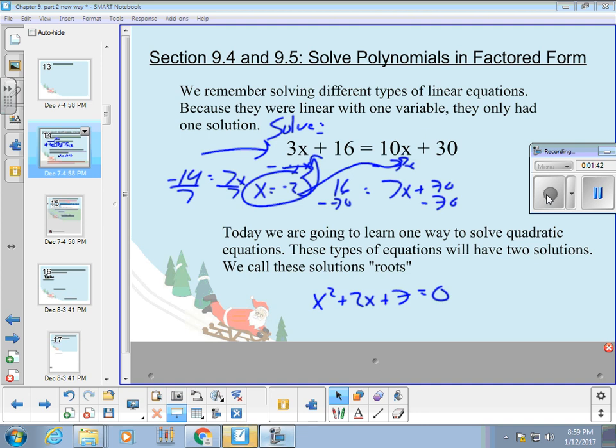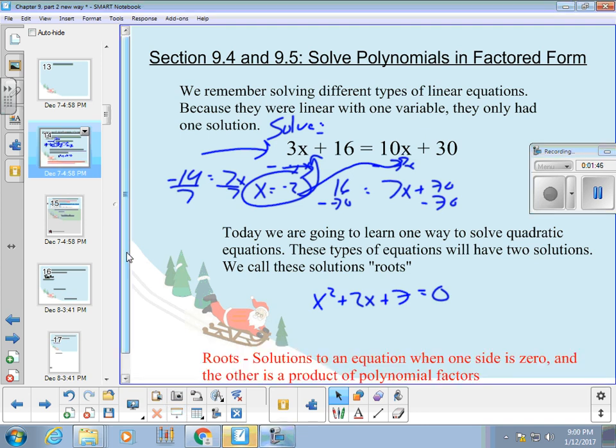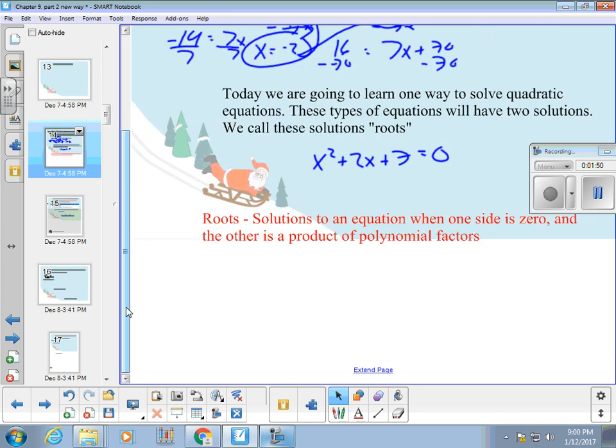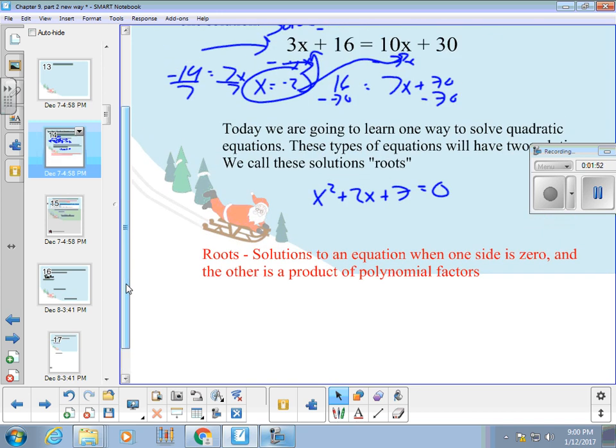Just so you know, answers to quadratic equations actually have a name. They call them roots, because the way we solve them is a little different from the technique we used with linear equations. You should be taking notes along with me here. Here's a definition I'd like you to write down. The roots of a quadratic equation are the solutions to an equation when one side is equal to 0 and the other side is a product of polynomial factors.